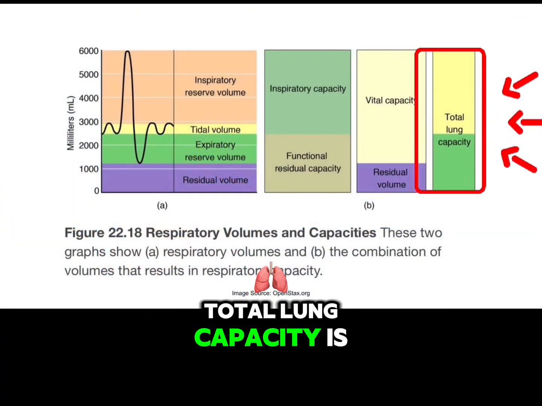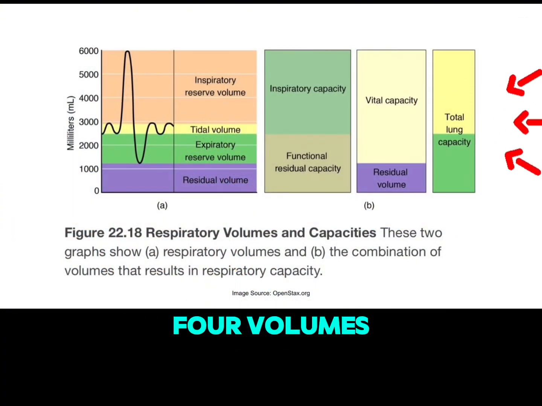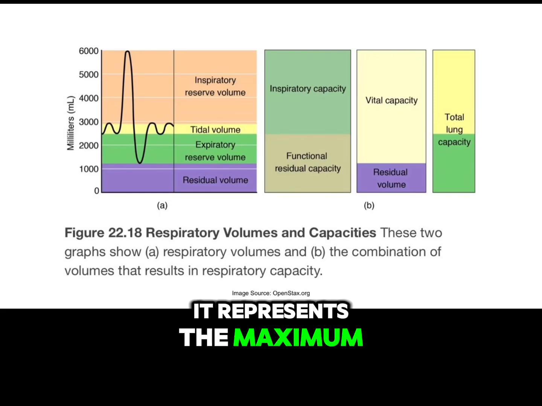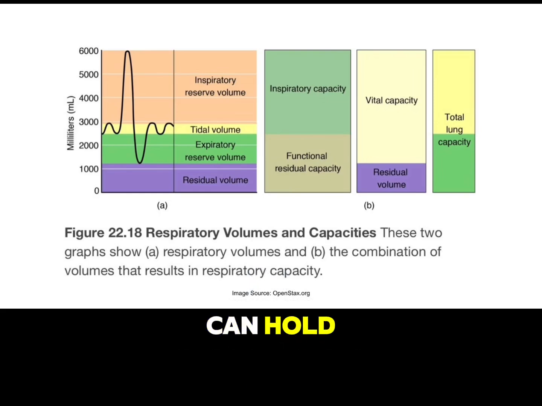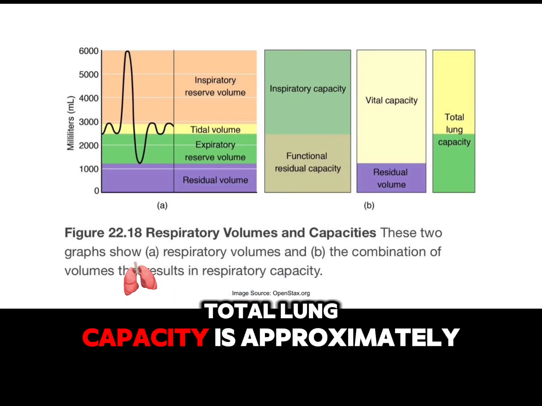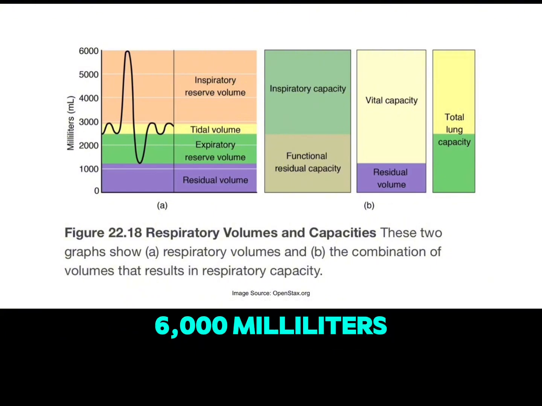Total lung capacity is the sum of all four volumes. It represents the maximum amount of air the lungs can hold. For an average adult, total lung capacity is approximately 6,000 milliliters.